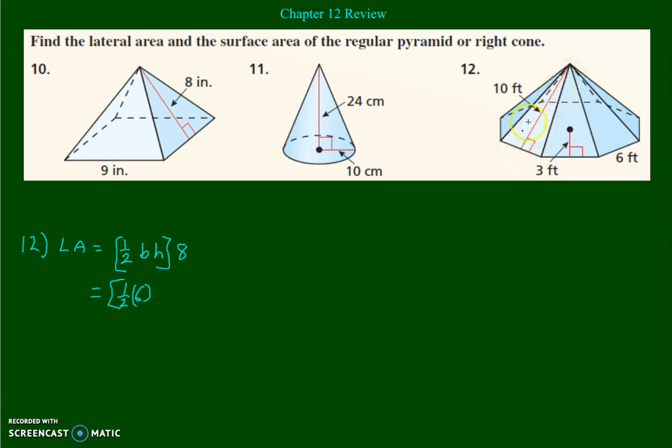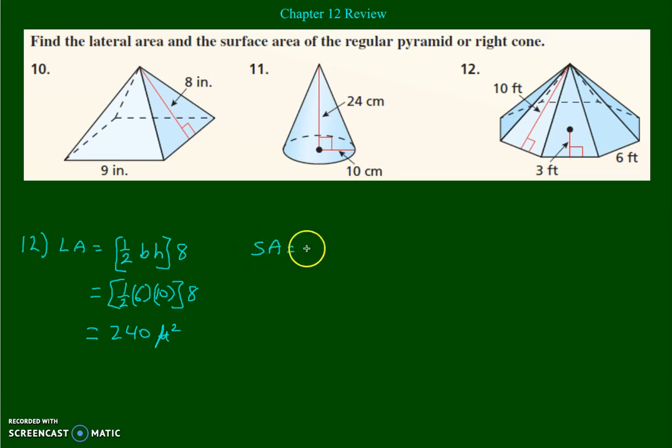The slant height is 10, which is the height of the triangle, and that whole thing times 8. This gives us 240 square feet. Now, let's do surface area.